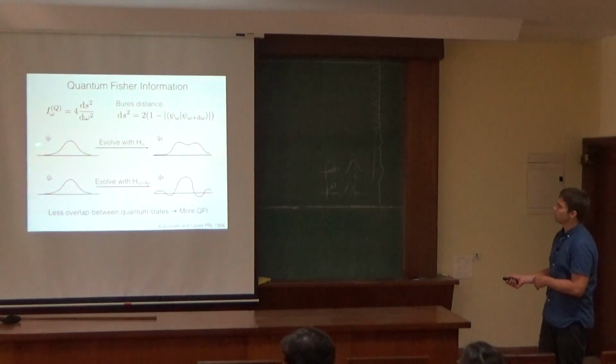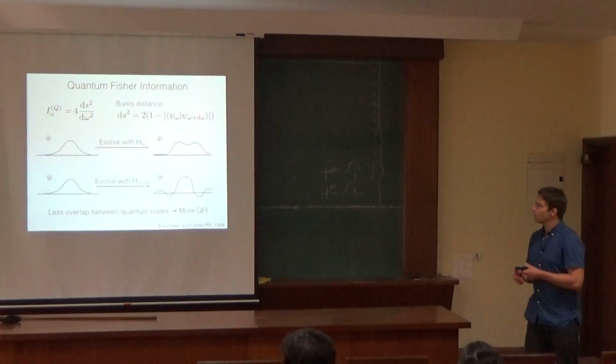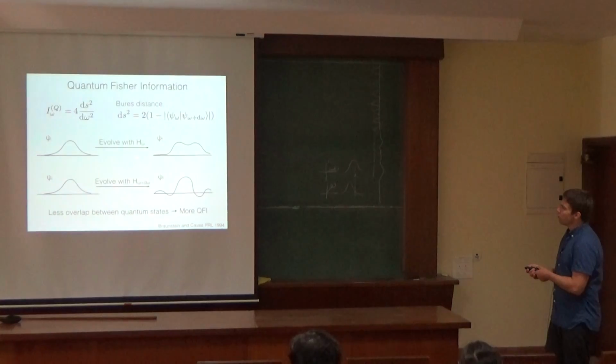But let me just kind of tell you what it is. Say we have some initial state, psi. You can think of this as like a wave function in position. Okay? We let it evolve with a Hamiltonian that has the parameter omega. At some time later, we'll get some final wave function. So we just propagate this forward and get the final wave function.